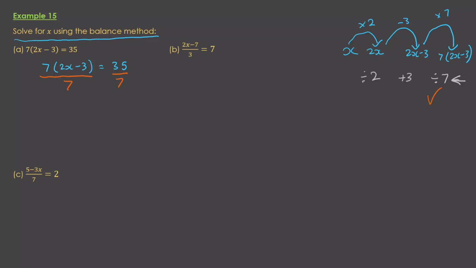So if I do that on the left-hand side, I'm going to just end up with 2x minus 3. And on the right-hand side, I'm going to have 5. The next thing to do is add 3 to both sides. So I have 2x minus 3, add 3, equals 5. Add 3.